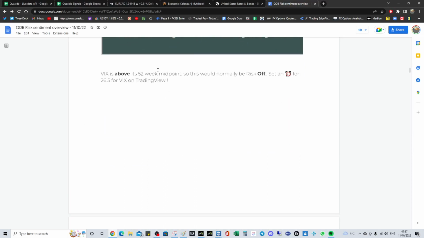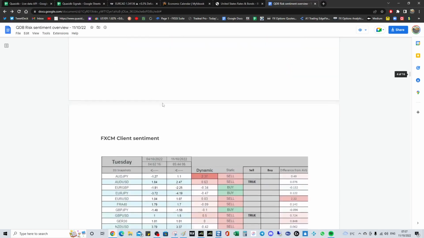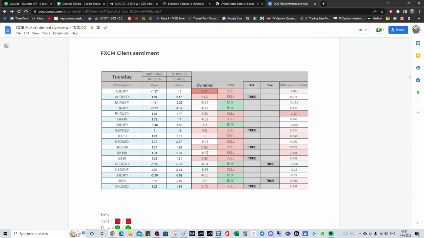VIX is above its 52-week midpoint, so 26.5 is definitely worth putting a notification on TradingView, so you get a pop-up to say we're below or above that level. It's an important level. So quite a bit of red, but AJ was the biggest mover, you can see, and they're buying a lot of stuff. They were selling a lot of stuff last week, and now they're long a lot of things. So they're long the S&P, long the cable, US 30, gold.